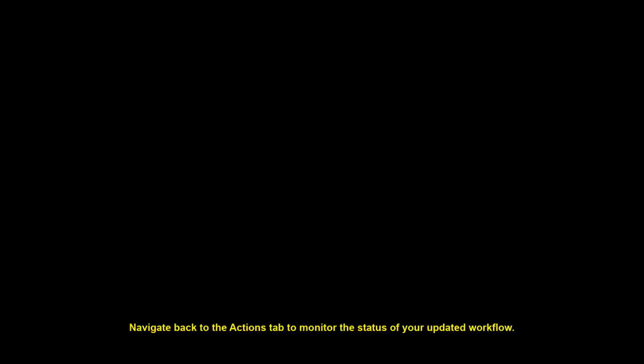Navigate back to the Actions tab to monitor the status of your updated workflow. Verify that the workflow runs successfully with your modifications. Check the logs for any errors or warnings during the build process. Make necessary adjustments based on the feedback from the logs, if needed. Repeat the process as required for any additional updates or features.